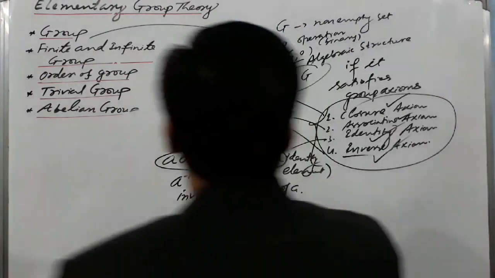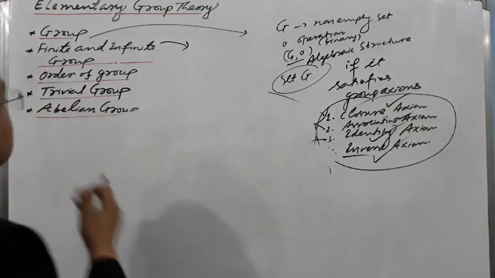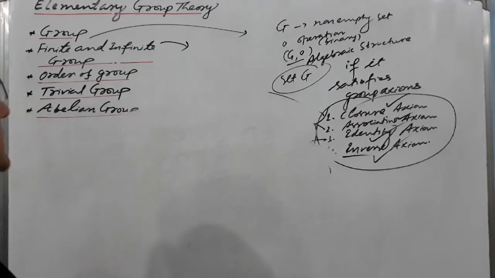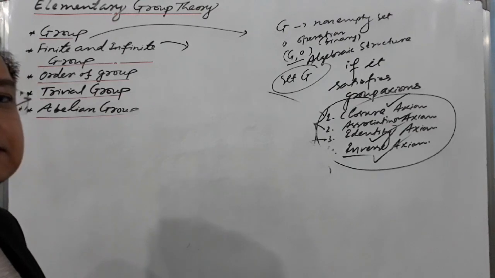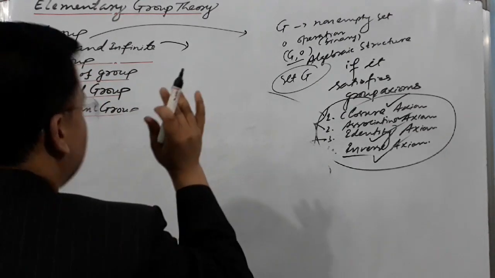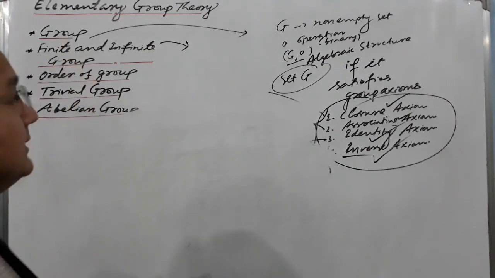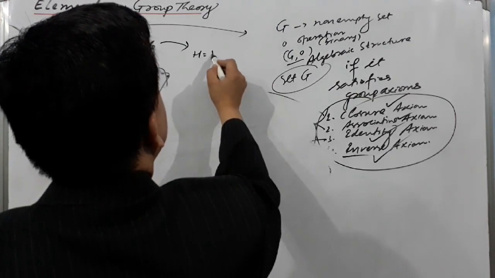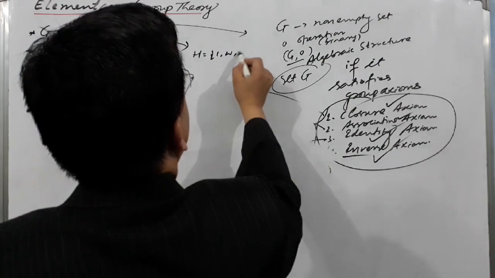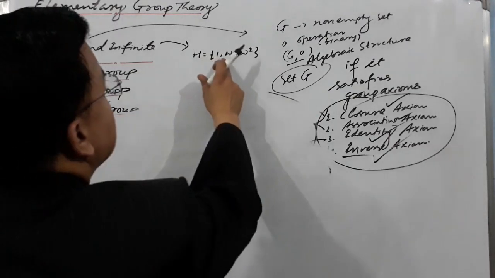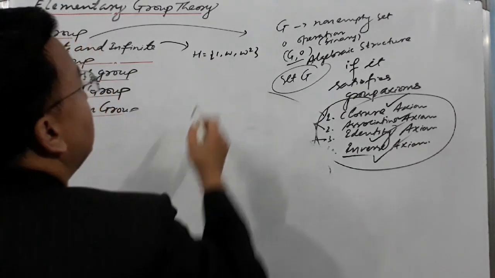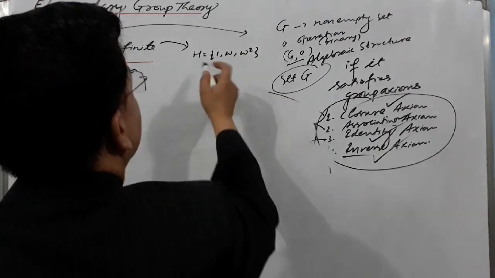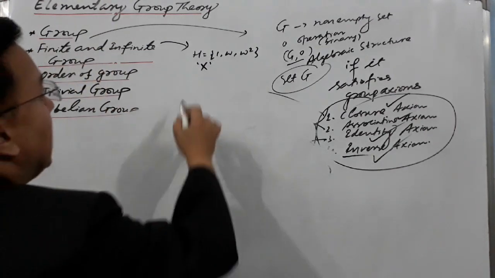All right, now I'm going to tell you about finite and infinite groups. It's very easy. It depends on the number of elements. If in a group there are finite elements, then the group is called a finite group. If G has infinite elements, then we can say the group is an infinite group. For example, let's suppose H is the set of 1, omega and omega square, where omega and omega square are imaginary cube roots of unity. And under usual multiplication, H forms a group.